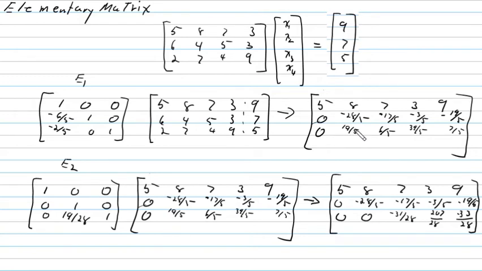So 19/28 times this will give me minus 19/5 plus 19/5, and that will result in 0, which is what we want. All right, so that's what this matrix does here, right?